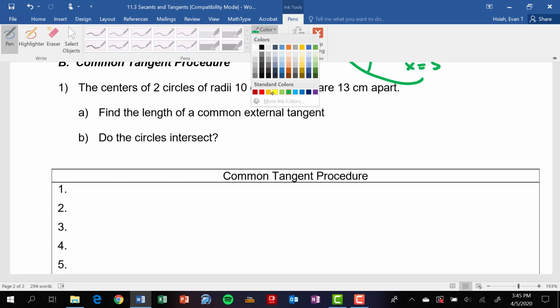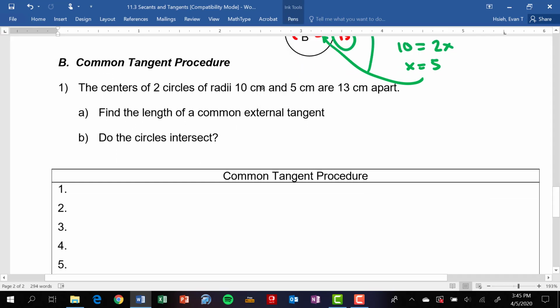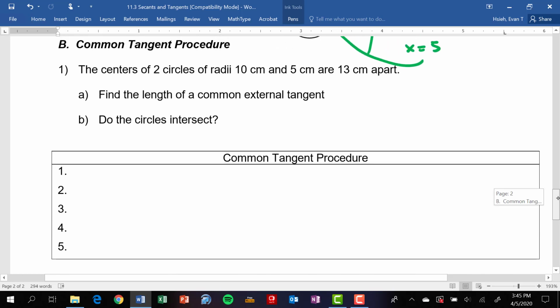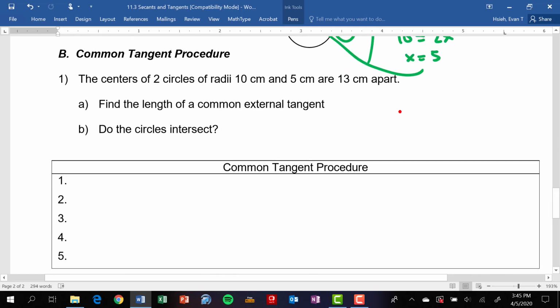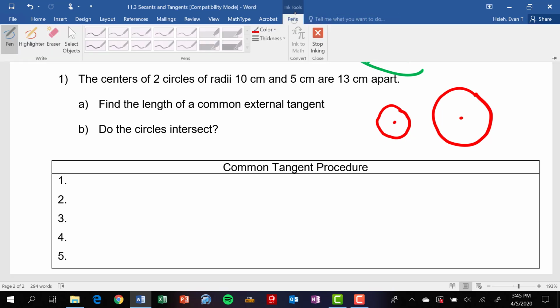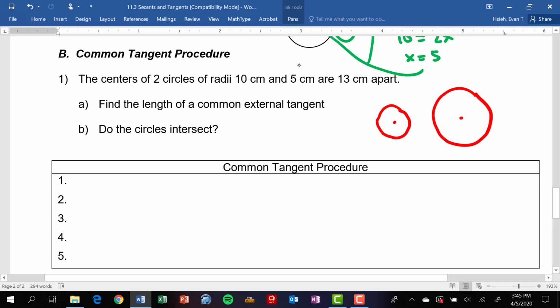The second type of problem is called a common tangent procedure problem. And so there's a procedure for this. And so what you're going to end up with is diagrams that look like this. You're going to have 2 circles. And what you want to do is you want to draw these circles separated from each other. And you definitely want to draw them different sizes to each other. And change the thickness here.